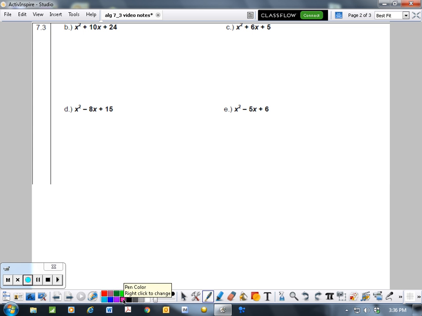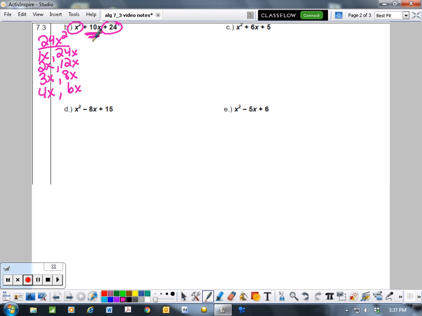So we're going to go ahead and look at x squared and 24. So I'm going to go ahead and make my list for 24. X squared. So 1x, 24x, 2x, 12x, 3x, 8x, 4x, and 6x. So what from my list gives me the 10x? Well, the 4 and the 6. So now I'm ready to rewrite this. X squared plus 4x plus 6x plus 24.